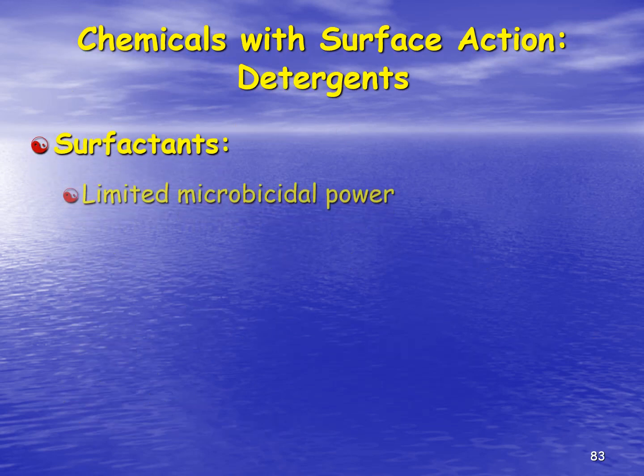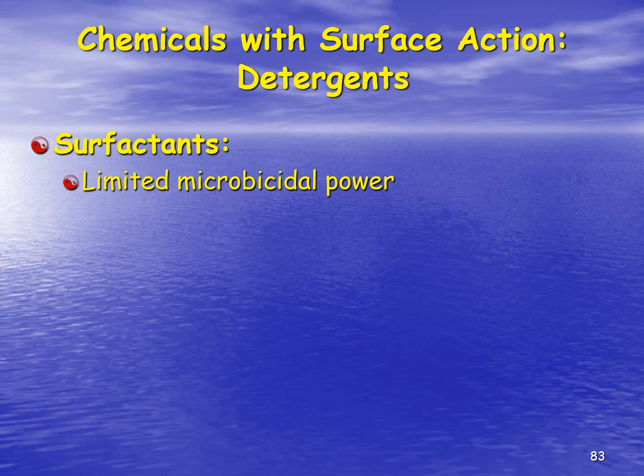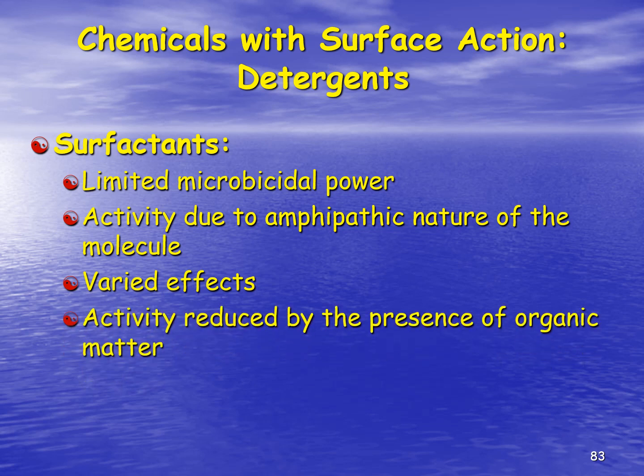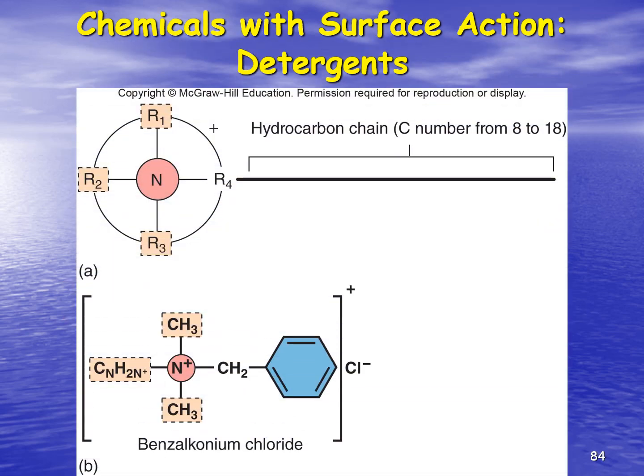Now, surfactants, the detergents, have very limited microbicidal power. Their activity is due to the amphipathic nature of the molecule, the fact that they have both a hydrophilic and hydrophobic portion. So varied effects occur. Activity is reduced by the presence of organic matter. And this is just a couple of our chemical detergents. So this is benzalkonium chloride, which is a common detergent or surfactant found in many of your hand washing soaps, dishwashing soaps, etc.